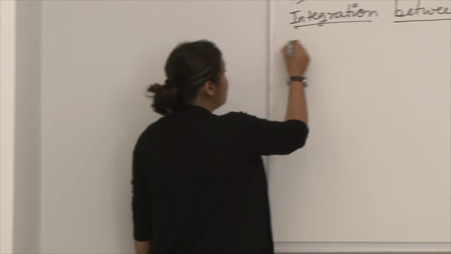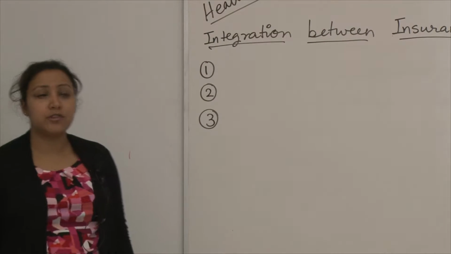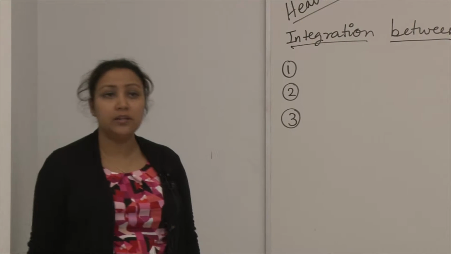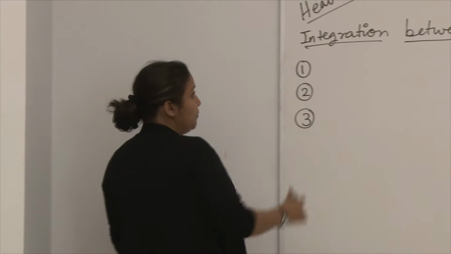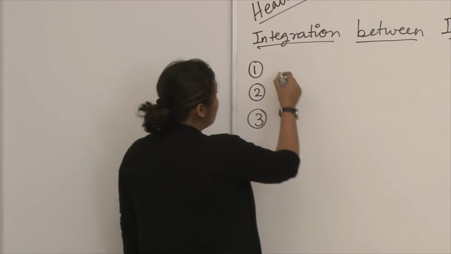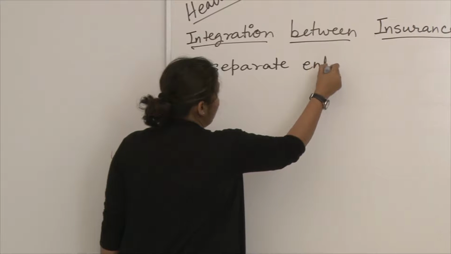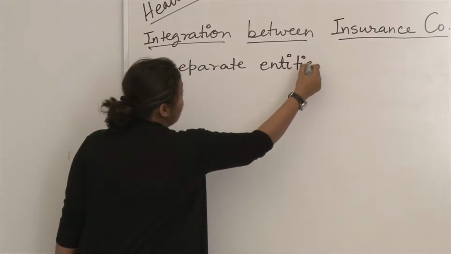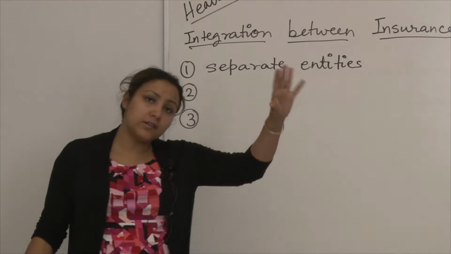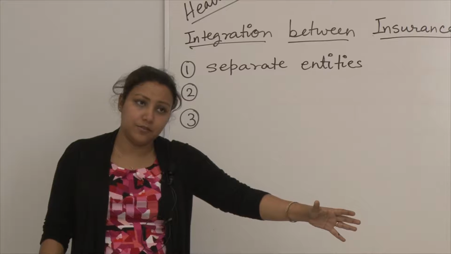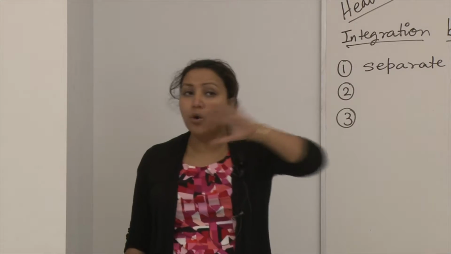So, there are three types of negotiations or three types of settlements that can take place between the health insurance company and a healthcare provider. The first one is where these two are just separate entities. That means the health insurance company has its own set of objectives and the healthcare provider has his own set of objectives. There is no integration.